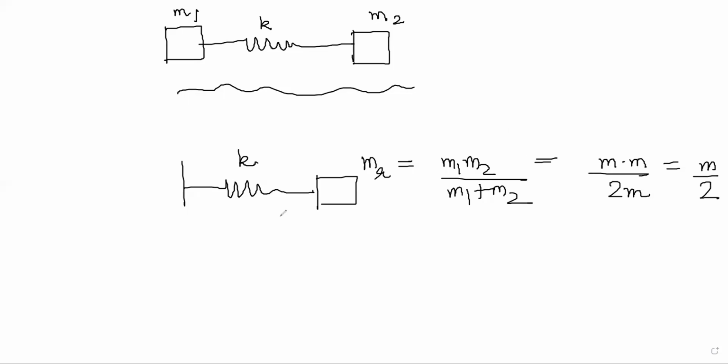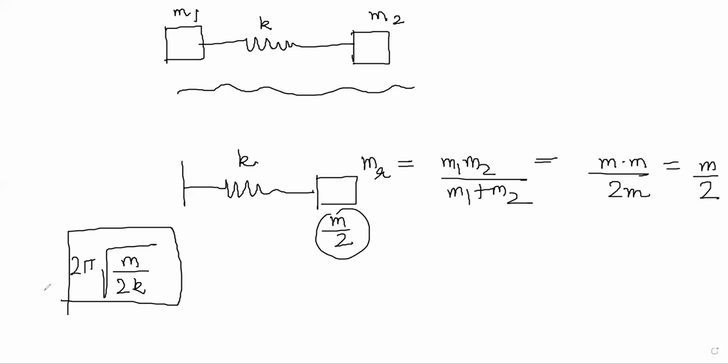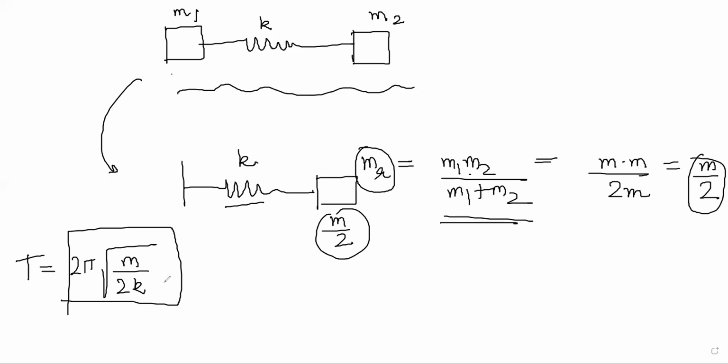So suppose you had a one mass system with this situation. Then oscillations of this would be very simple: 2 pi root m by k. So it is m by 2k. So that is a trick, that two masses connected by a spring are going to exhibit the same behavior as one mass connected by a spring, but with a reduced mass, which is m1 m2 by m1 plus m2, which is m by 2, and that is how the time period is coming.